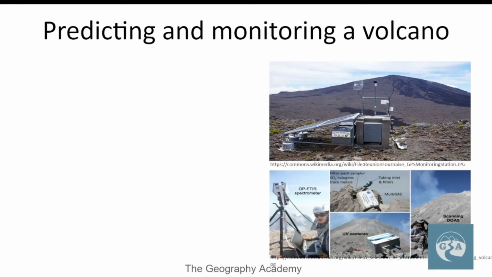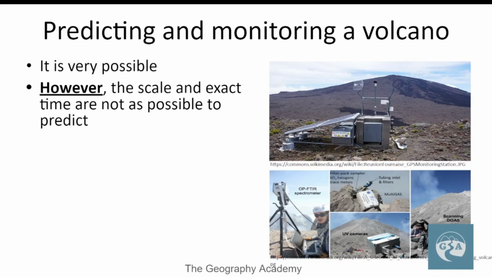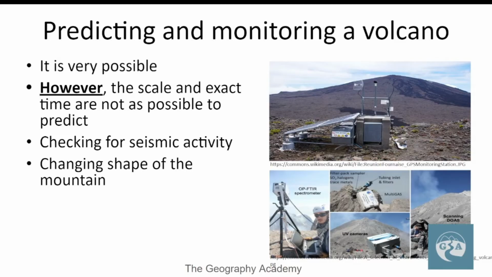So in order to monitor and to predict volcanoes, being very aware of their eruption types, it's possible to predict and to monitor, but the scale and when it's going to happen isn't exactly great. Seismic activity, which means the ground shaking or small earthquakes, is a really good indication that magma is trying to make its way through the volcano and is potentially erupting very soon. So changes in the ground around there will cause seismic activity. An increase in this would cause people to become suspicious and potentially cause evacuation of local areas.